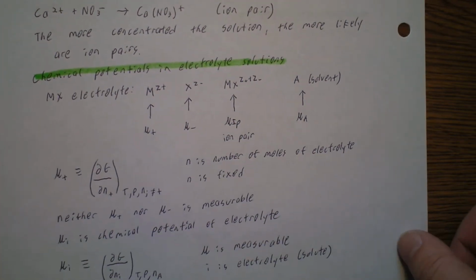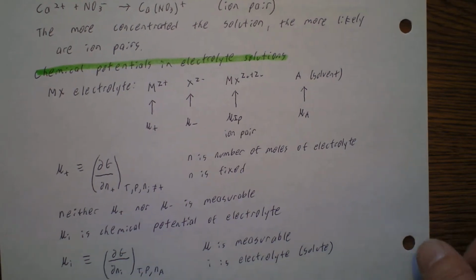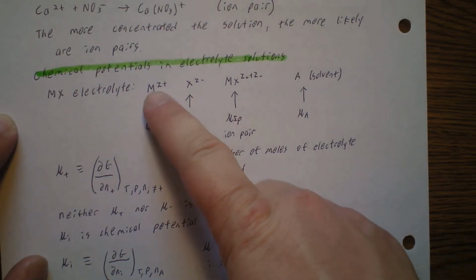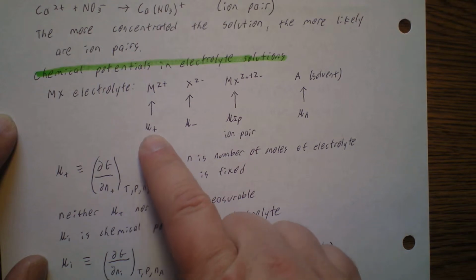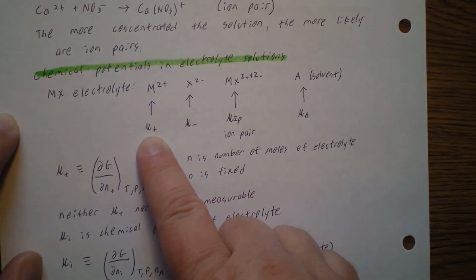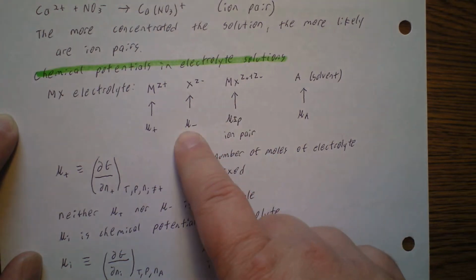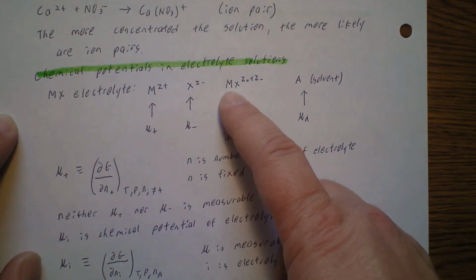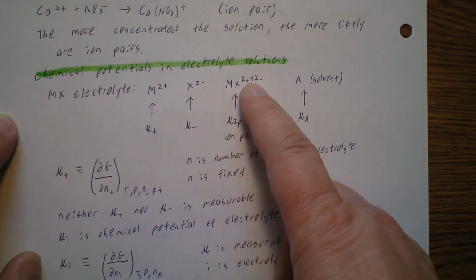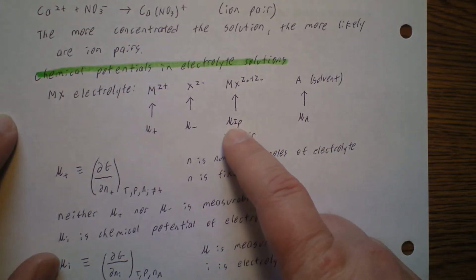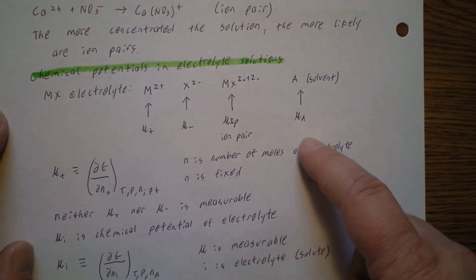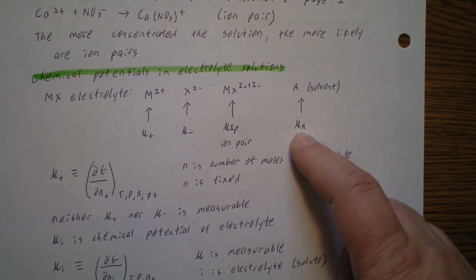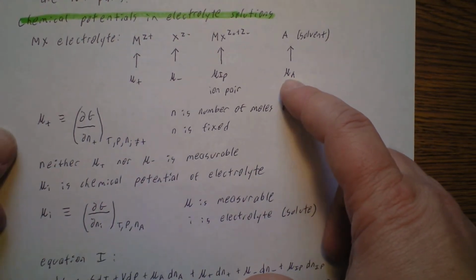Now let's talk about chemical potentials in electrolyte solutions. So again, we have this MX electrolyte, metal, non-metal electrolyte. We have the metal with a Z plus charge, and that is the chemical potential of the plus ion. And then we have our non-metal with the Z minus charge. That's the chemical potential of the minus ion. And then remember, I showed you before how we can have a metal with a Z plus plus a Z minus. So then we have the chemical potential of an ion pair. And then, of course, don't forget, we still have the solvent, which is the chemical potential of the substance A. Obviously, we wouldn't have a solution if we didn't have a solvent.